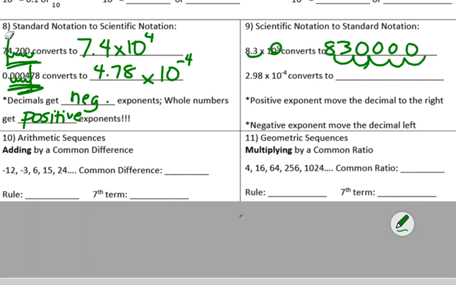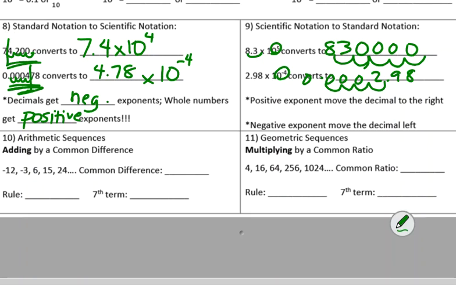830,000. 2.8 times 10 to the negative 4 is a negative exponent, so we're moving to the left 4 times. 1, 2, 3, 4. 0.000298. Okay? And again, just to remind you that positive exponents move the decimal to the right, negative exponents move the decimal to the left.